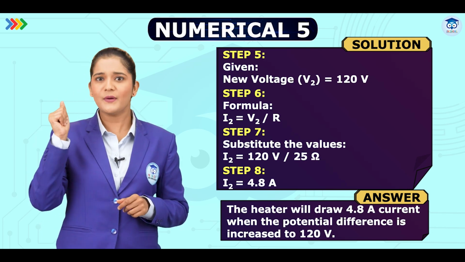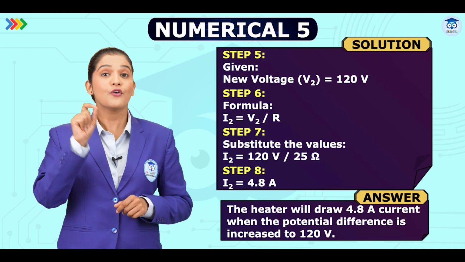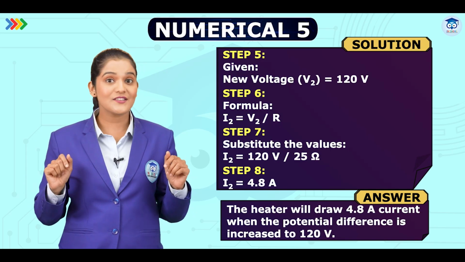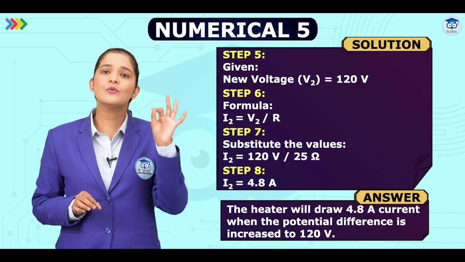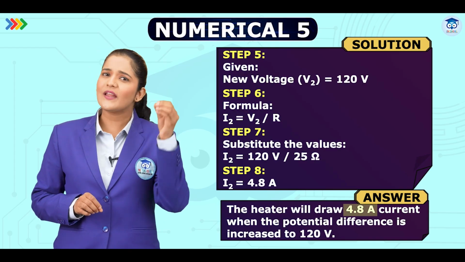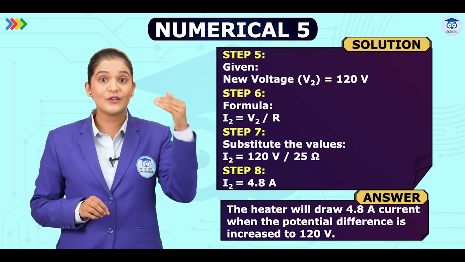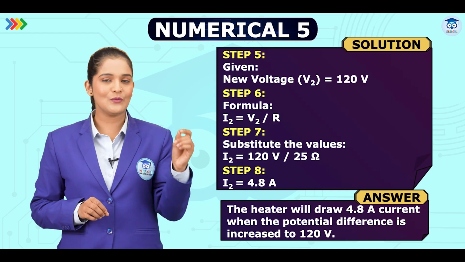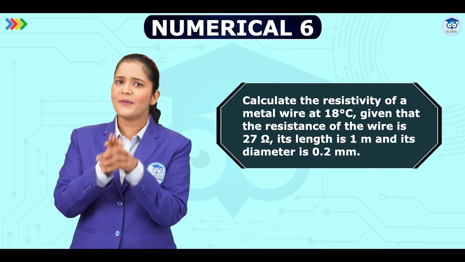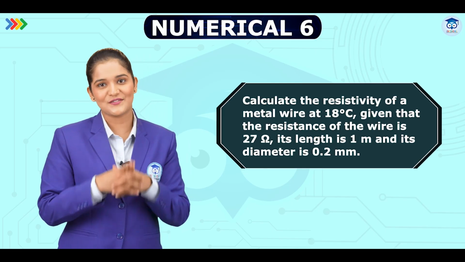120 divided by 25 gives us 4.8 amperes. Therefore, the final answer is the heater will draw a current of 4.8 amperes when the potential difference is increased to 120 volts. Let us now solve a numerical based on the concept of resistivity.